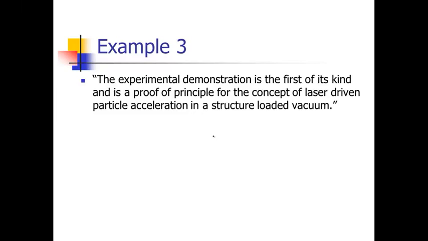Here's one last example to go through. The experimental demonstration is the first of its kind. It is a proof of principle for the concept of laser-driven particle acceleration in a structure-loaded vacuum. So if we're kind of going through this one, the experimental demonstration is kind of a long way of just saying, I think we could edit that to the experiment. And then we get is the first of its kind and is a proof of principle. Notice the use of the verb to be, is and is. That's kind of a boring verb, so maybe we can put in a slightly better verb there. And first of its kind and is a proof of principle is a little bit repetitive.